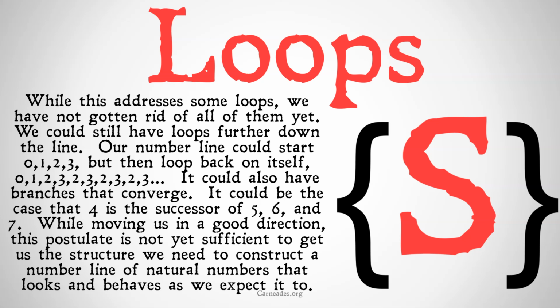It could also have branches that converge further down the line. It could be the case that 4 is the successor of 5, 6, and 7. While moving us in a good direction by saying that we can't loop back to 0, this postulate is not yet sufficient to get us the structure that we need to construct a number line of natural numbers that looks and behaves as we expect it to.